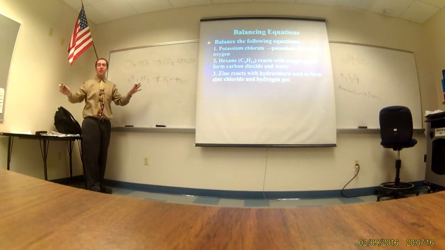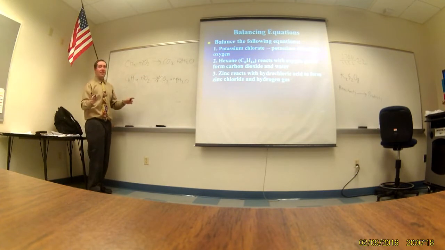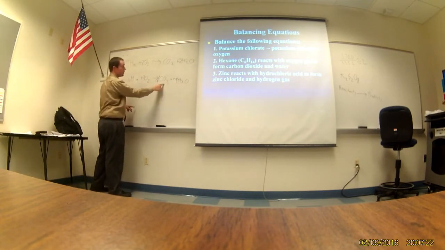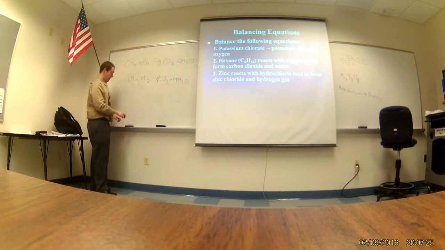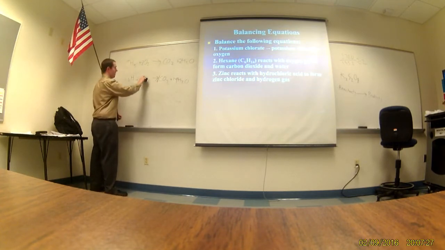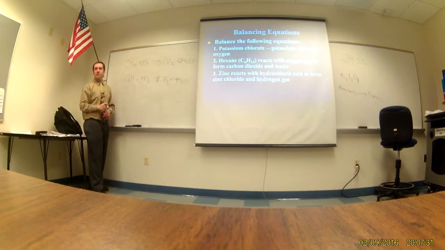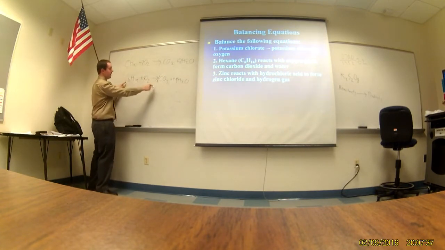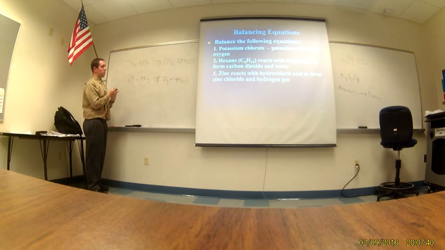Now let's stop and figure out where we are. I have 14 oxygens plus 12, which is 26, so I'm going to have a 13 here. Now my oxygens are balanced. Are my carbons still balanced? Yes, I still have 6 and 6. Are my hydrogens balanced? No.